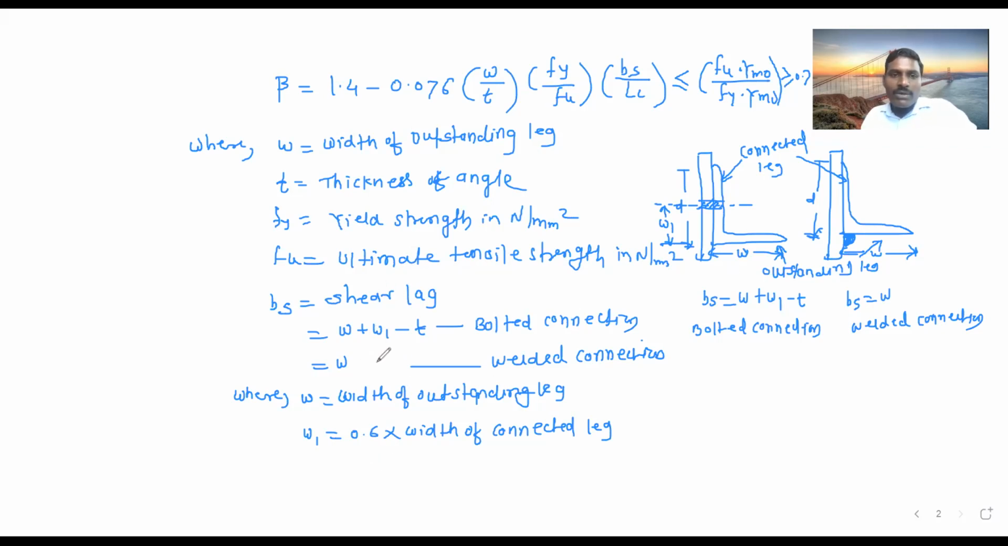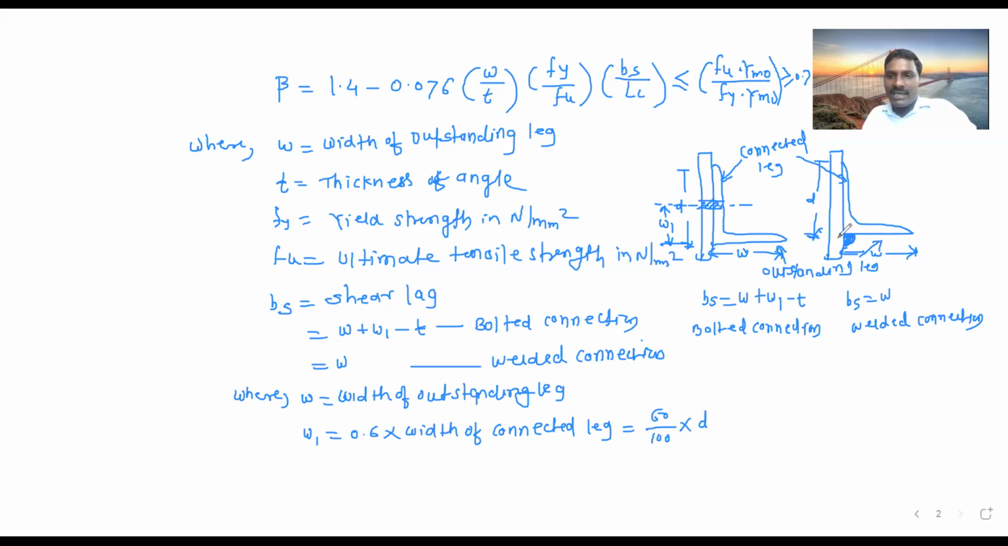Now, one more unknown is there, W1. So W1 is the 60% length of the connected leg. W1 we are taking as 60% of the length of the connected leg, that is D. So 60% means 0.6 into the width of the connected leg.